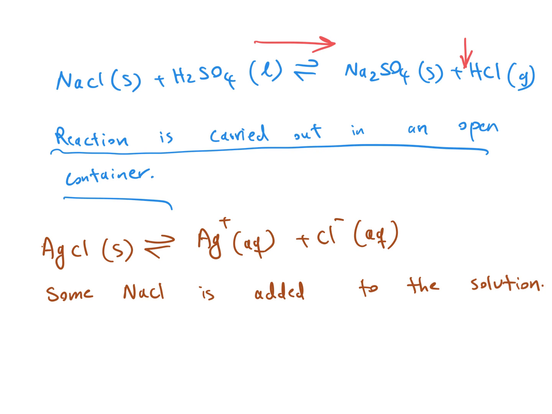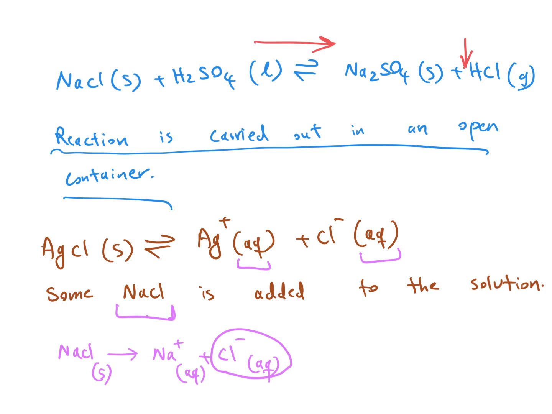Exactly. So when we have another salt being added to our reaction vessel, and remember, when we have aqueous, these are basically dissolved in water. If you add NaCl, it also produces Na+ and Cl-, which are both aqueous. So now you're increasing the concentration of chloride ions, and since this is increasing, your reaction goes right to left to compensate for that. Does that make sense?